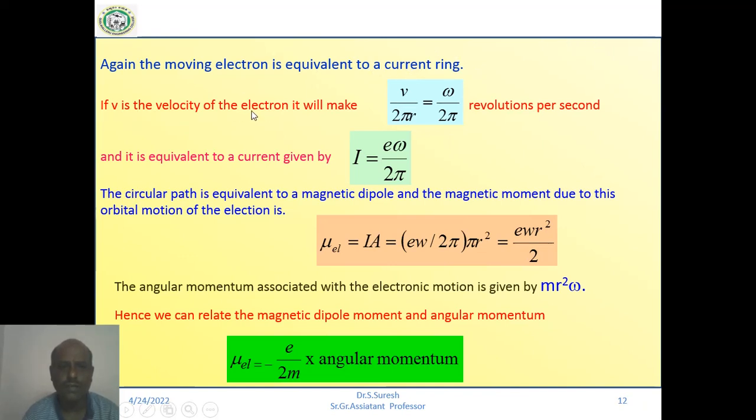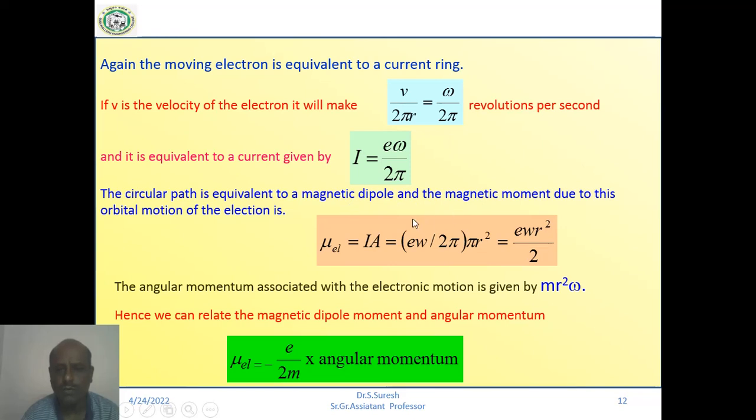If v is the velocity of the electron, it covers the circumference of the circle, 2 pi r. So it makes v by 2 pi r revolutions, but the linear velocity v is equal to r omega. So substituting v equal to r omega and cancelling out r and r, we understand that the electron is making omega by 2 pi revolutions per second, and this is equivalent to a current. Current is the product of charge and revolutions per second. The charge of the electron is e, and the revolutions made by the electron are omega by 2 pi. So the circular path is equivalent to a magnetic dipole.